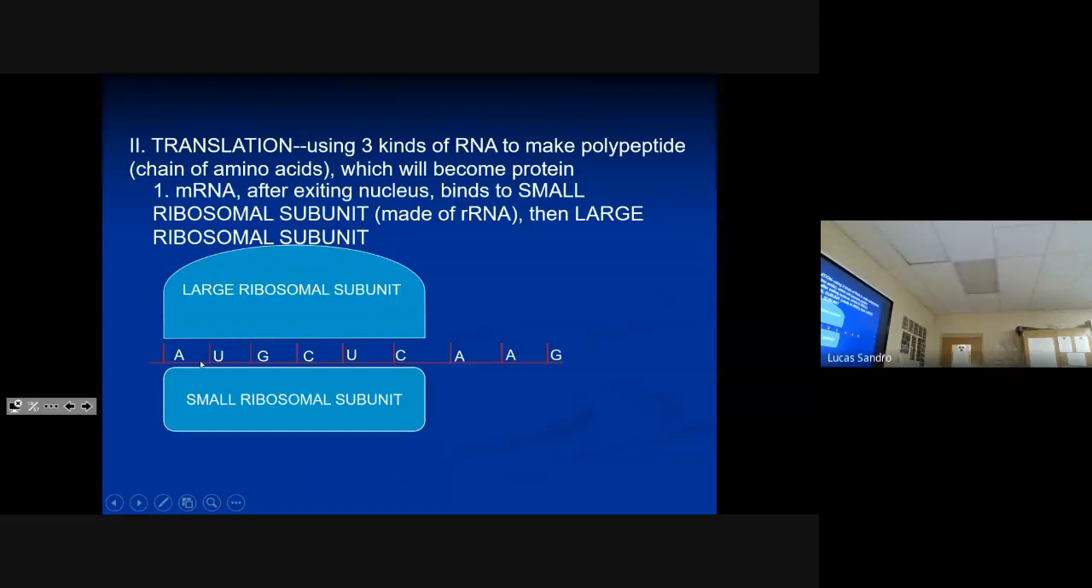The ribosome, by the way, is the one thing we didn't have in our paper shapes. So if you're wondering where this was on the paper shapes, we didn't have a ribosome.